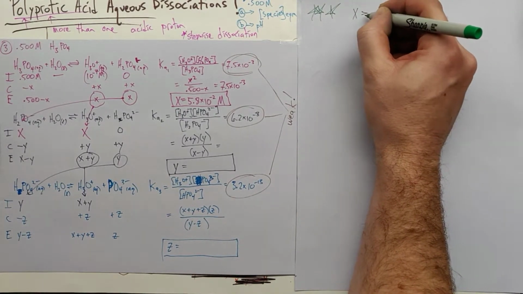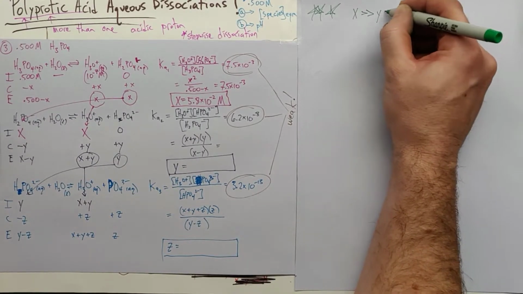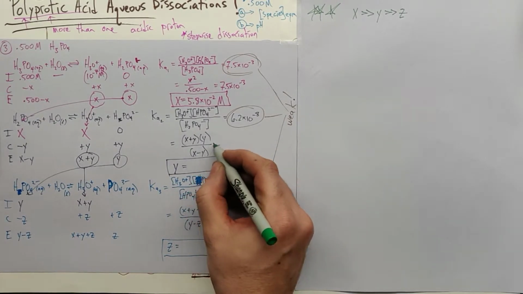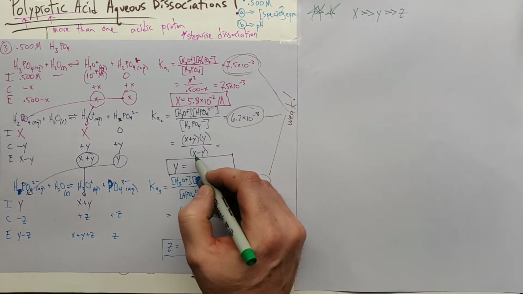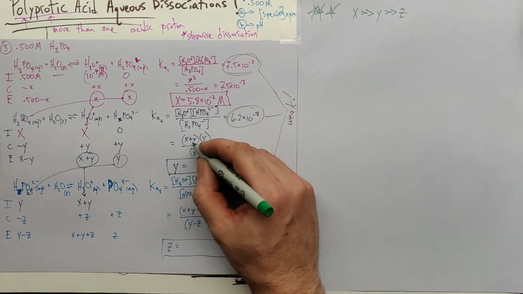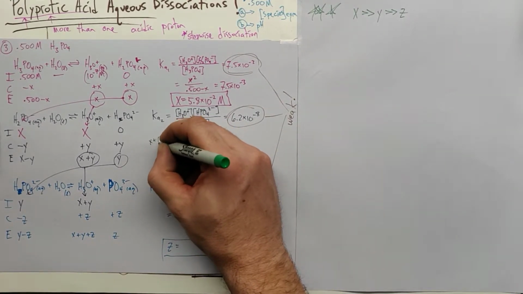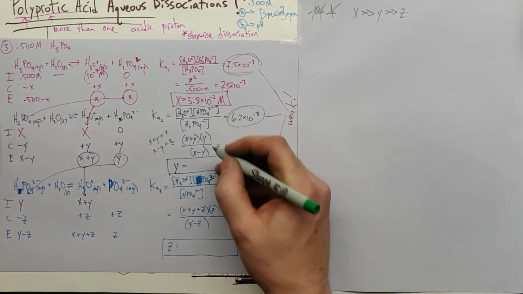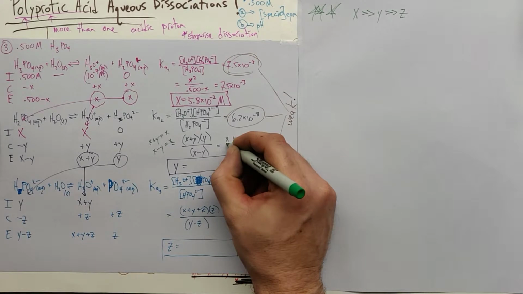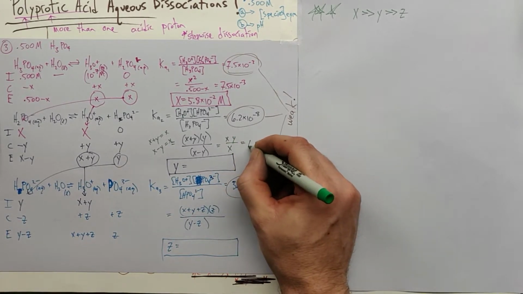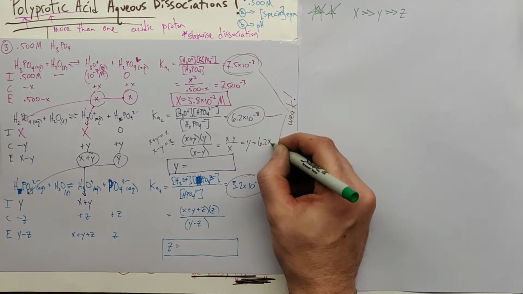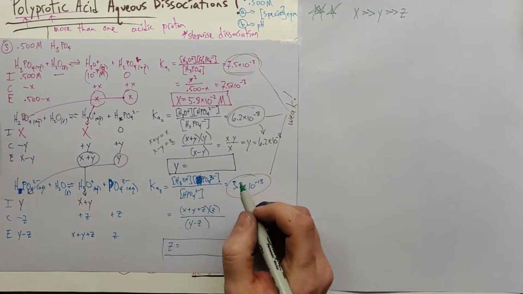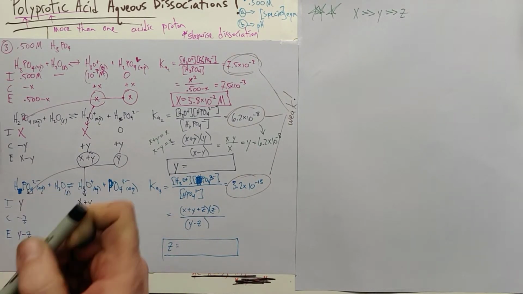The x value is going to be much greater than the y value, which is going to be much greater than the z value. And that's going to save us some work here. So this is essentially going to be x over x times y. X plus y, we'll say is x, and x minus y is x. So when we set that up, we end up with x times y over x, which is y, which is 6.2 times 10 to the minus 8th, this kW value. All right, so y is 6.2 times 10 to the minus 8th.